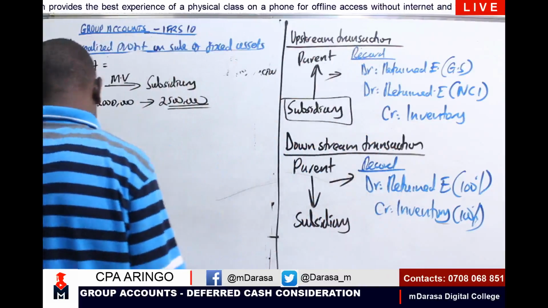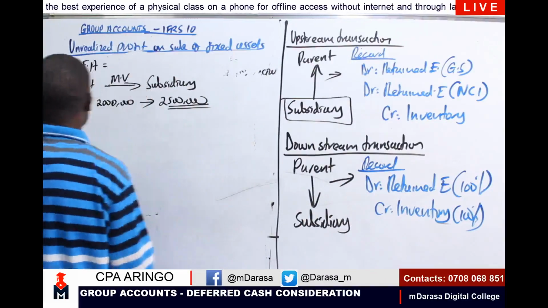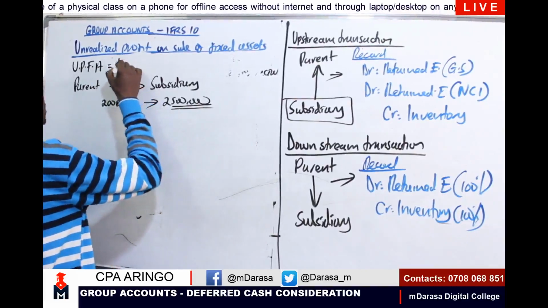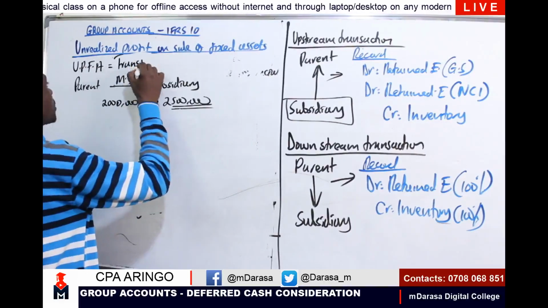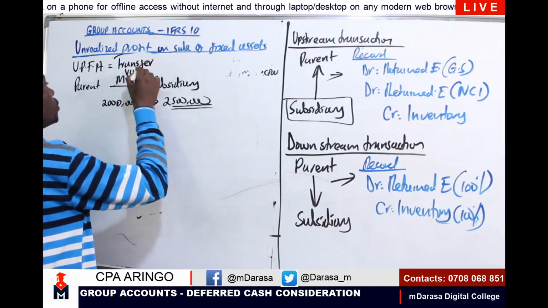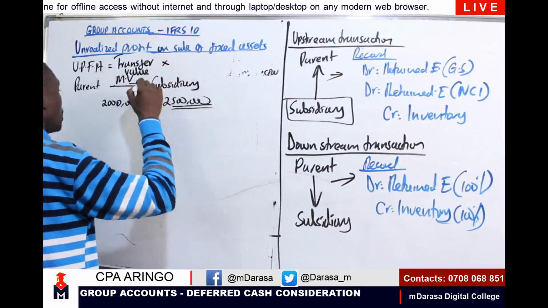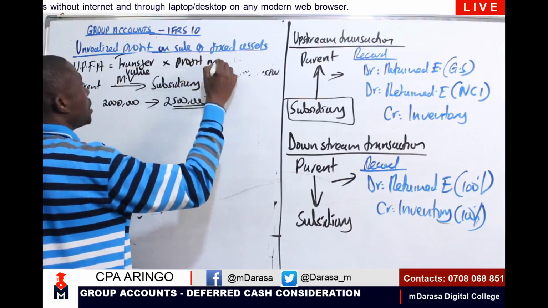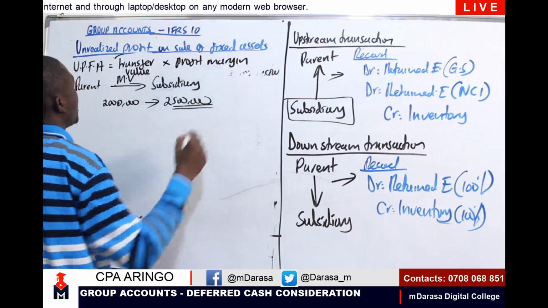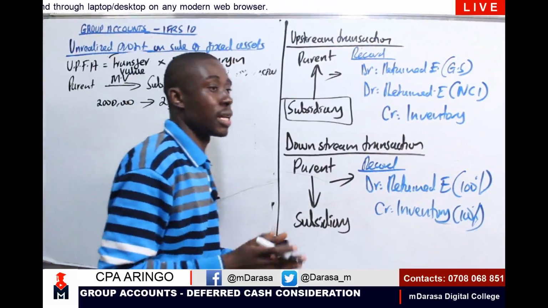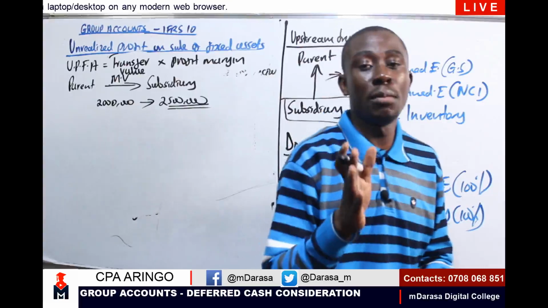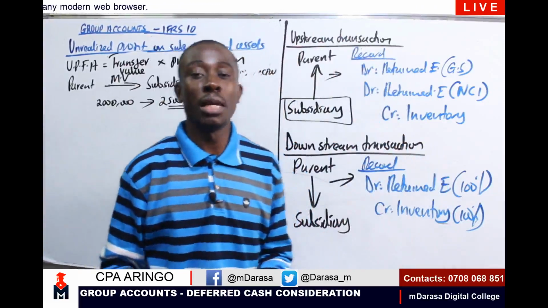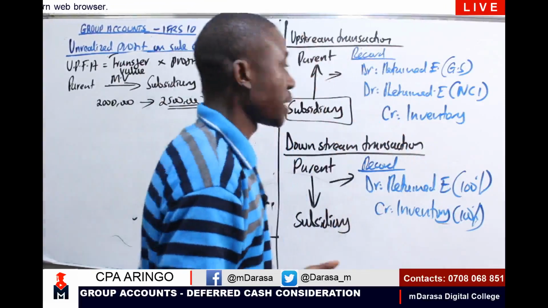So to determine this UPFA, we take the transfer value of the asset and multiply by the profit margin. That is what will give us our unrealized profit on the fixed asset. And as we said, I'll have to eliminate this profit. So the question will be, how are we going to eliminate this profit? That's a big question that we should always ask ourselves.